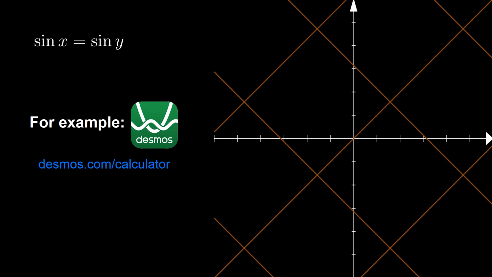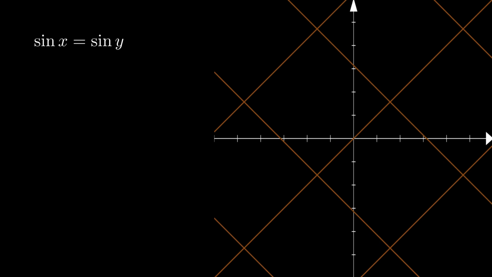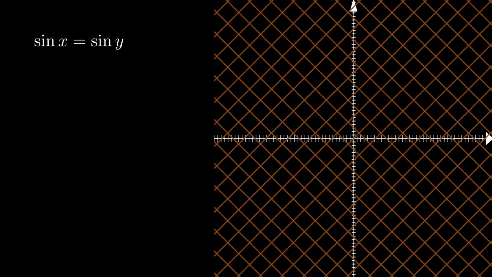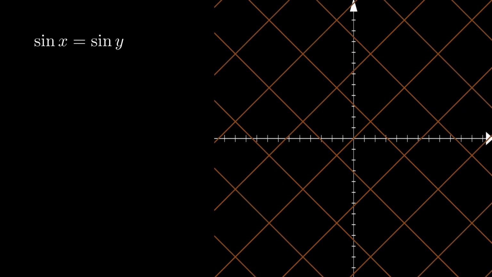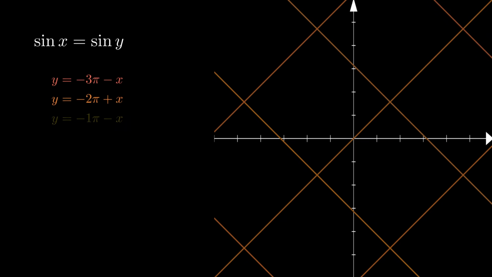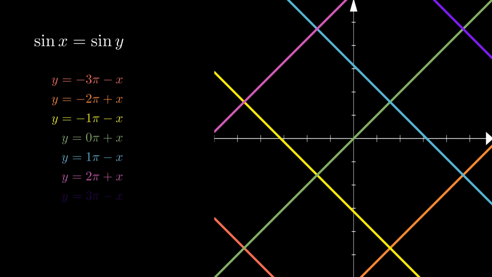If you go on a graphing calculator and graph sin x equals sin y, you will see this. This is nothing but a bunch of lines. And by a bunch, I mean infinite of these. Let's focus on a few. The equations of these lines are given with their respective color. Looking at the last three equations, you might already see the pattern.